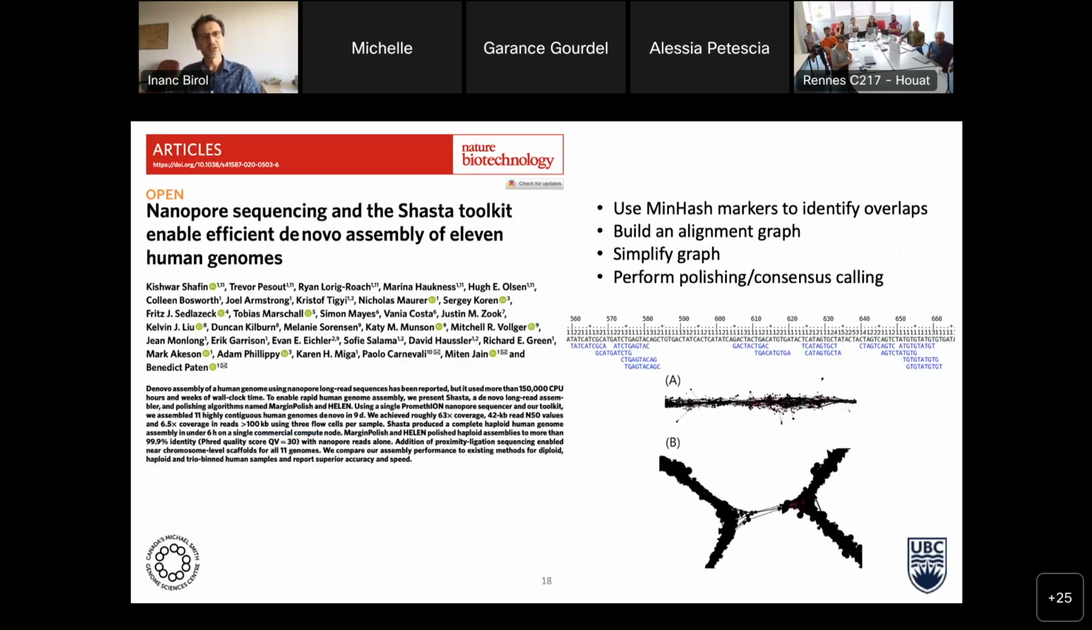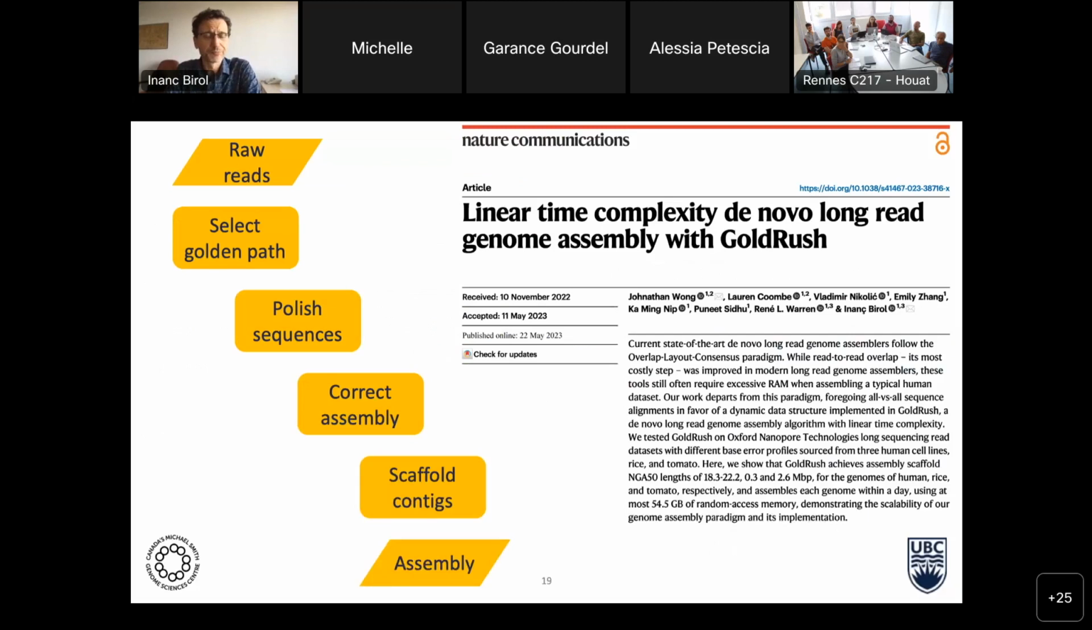And finally, there is Shasta. In their tour de force paper, they assembled a number of 11 human genomes using this approach, where they have a reduced representation of their reads using min-hash markers. Using those markers, they identify read-to-read overlaps. They build an alignment graph. They simplify those alignment graphs, like cutting these spurious links, and they perform some polishing and consensus calling to generate the underlying genome. Now, we take a different approach here.